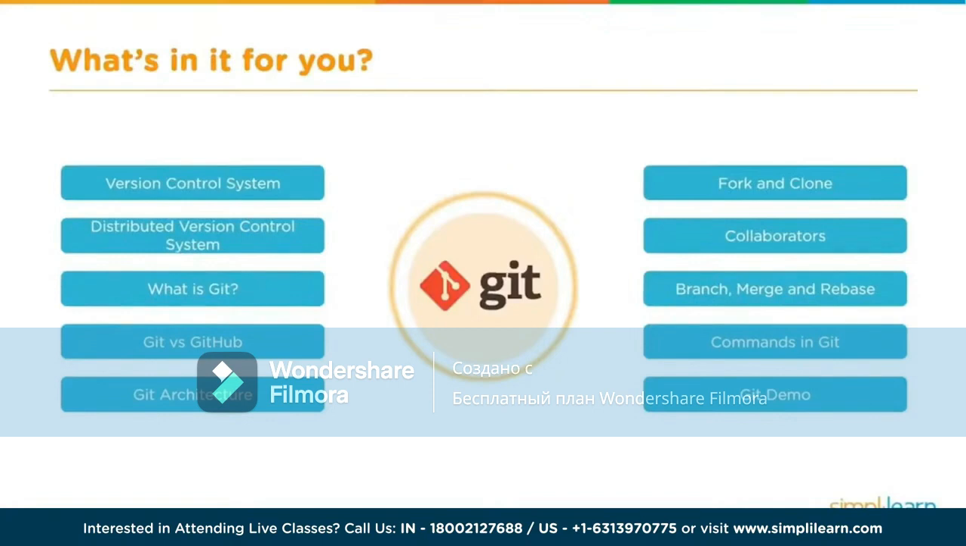We'll break out the architecture of what a Git process looks like. How do you go through and create forks and clones? How do you have collaborators being added into your projects? How do you go through the process of branching, merging, and rebasing your project? And what is the list of commands that are available to you in Git?